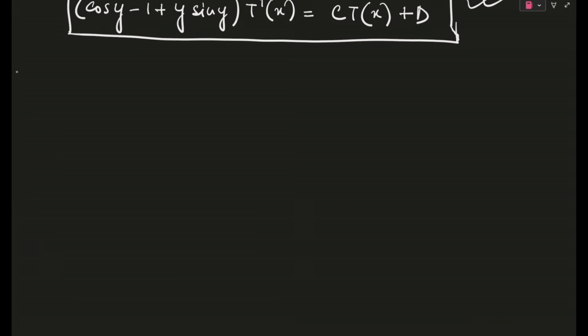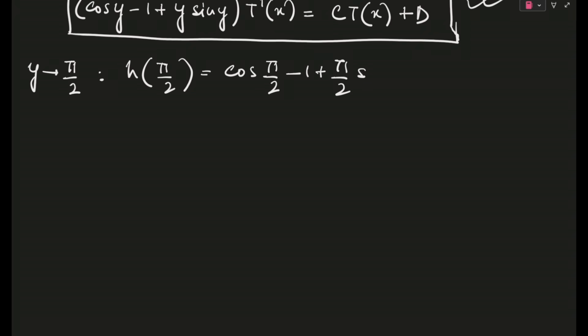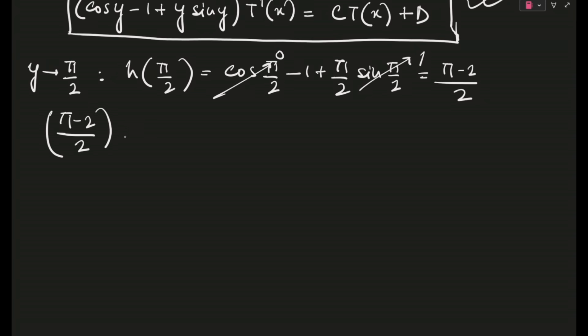So if we actually tend y to pi by 2, then your h of pi by 2 comes out to be cosine pi by 2 minus 1 plus pi by 2 times sine pi by 2. So this is 1, this thing is 0. So I guess this comes out to be pi minus 2 by 2. So what you have is your pi minus 2 by 2. Like I am tending it to pi by 2, so I am writing it in the differential equation itself, times e power x cube plus 3x by 3.